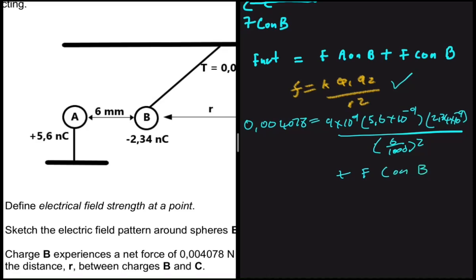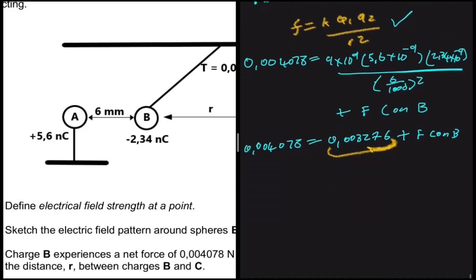Right. So we're going to have 0.004078 being equal to. When you put that in your calculator, you should get 0.003276 plus F C on B. So now it's just a matter of taking this term to the left-hand side, and we have F of C on B, right? If you do that, you get 0.000802 being equal to F of C on B.